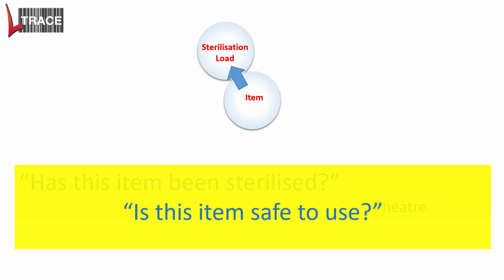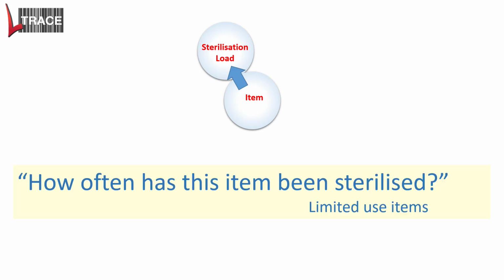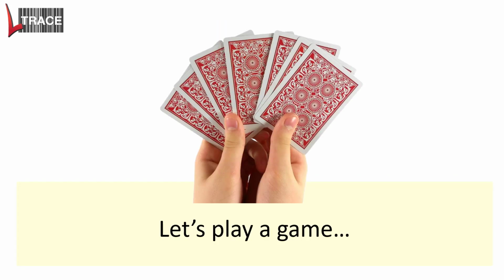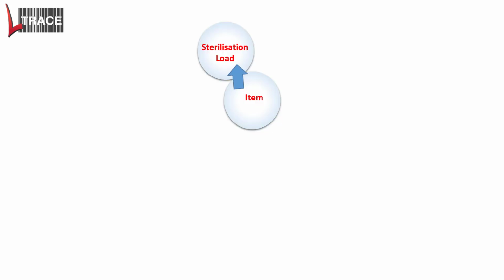So we've got the item, we know when it was sterilised. If it wasn't, we can warn. How often has this item been sterilised? And that's really good for your limited use items. But now, if we look at the data the other way around, what you start to discover is there's a lot more questions. And if you're in my presentation, you would have had a really cool card game, but you're not, so you missed it.